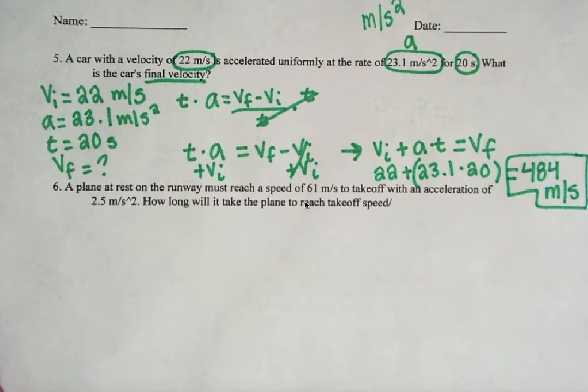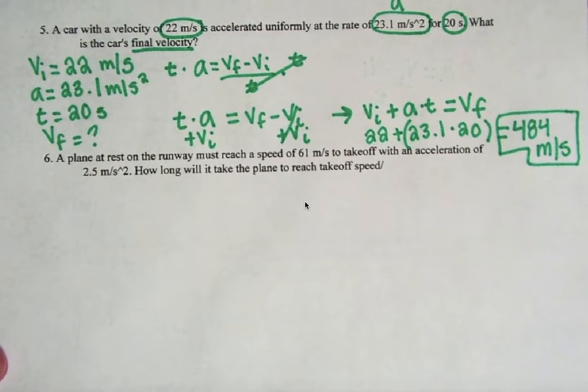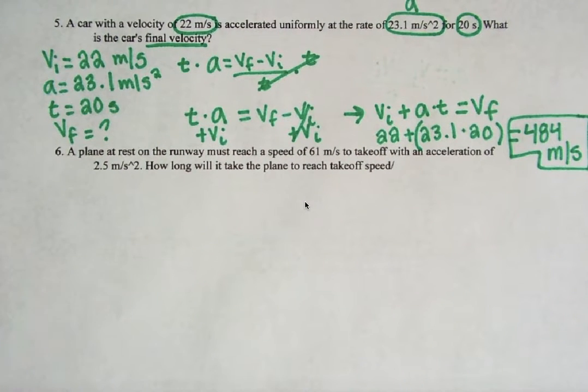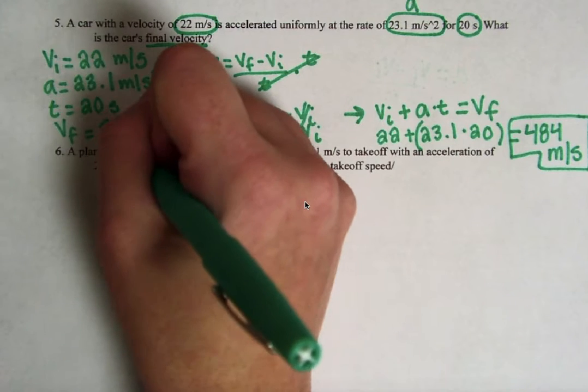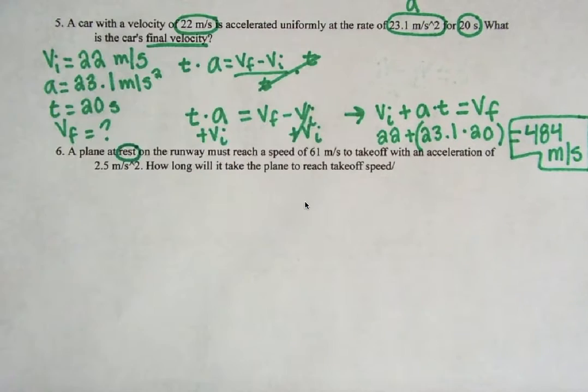All right, looking at number 6, we're going to follow that same process. We're going to read it, pull out our givens, and we're going to have to do some more isolation of a variable in this problem. So this is a plane at rest. This is one of those key terms you have to look for when we're problem solving, because if something starts from rest, you know it's not moving in the beginning.